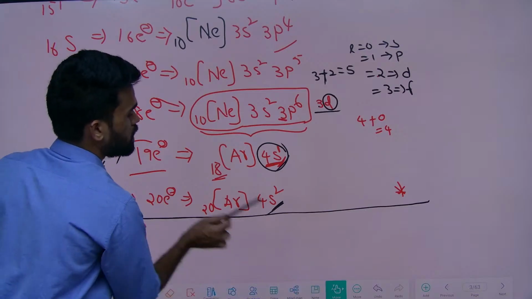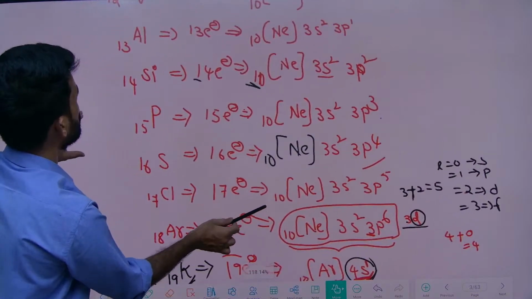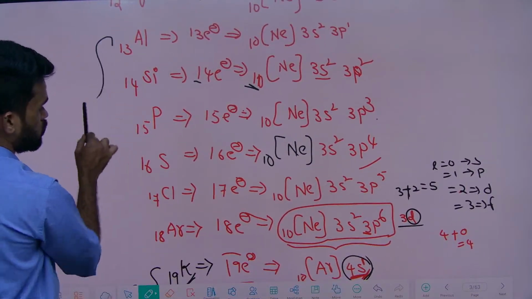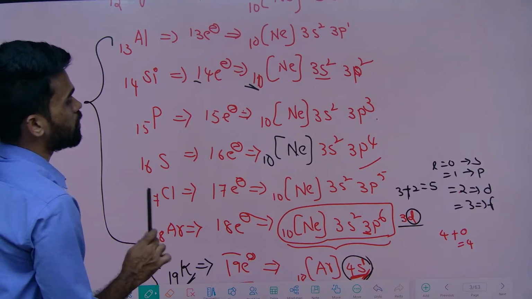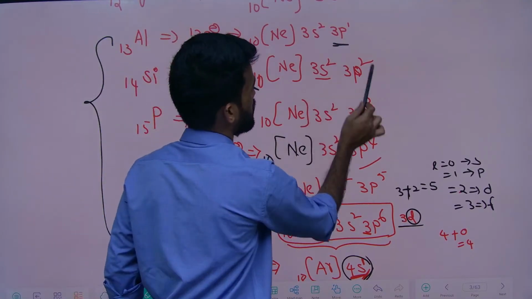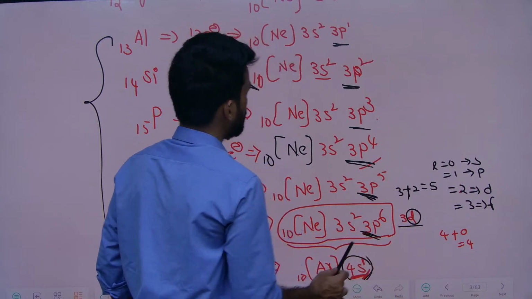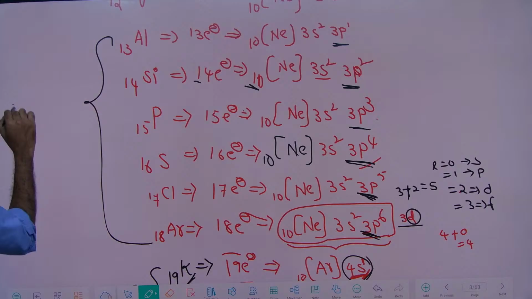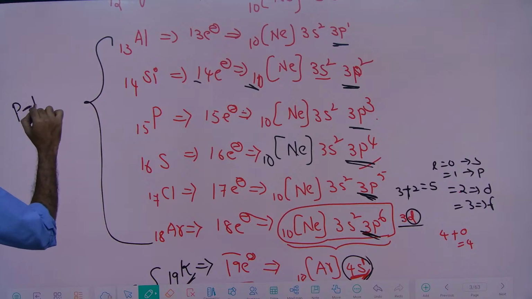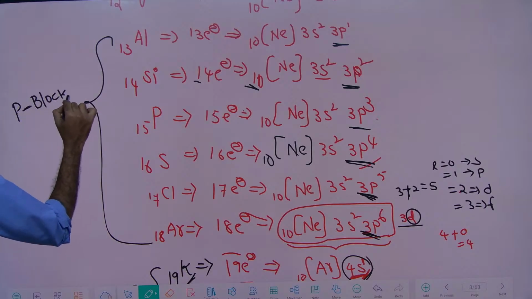Whereas if you observe these elements from here to here, from aluminium to argon, all those elements, last electron is entering into the p orbital. See, if you observe p subshells right now, so it means all these are which block elements? P block elements. Okay, P block elements.